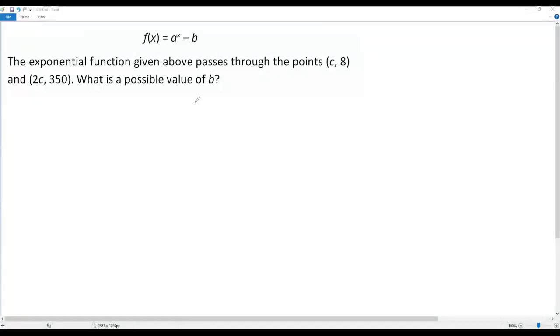Here we have a SAT math problem. Okay, let's go with the question. f(x) = a^x^(-b). The exponential function given above passes through the points (c, 8) and (2c, 350). What is the possible value of b?